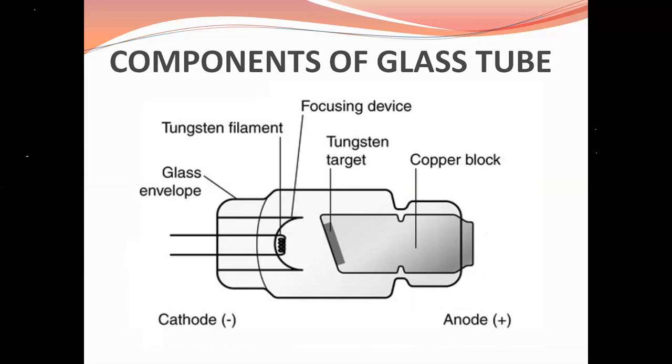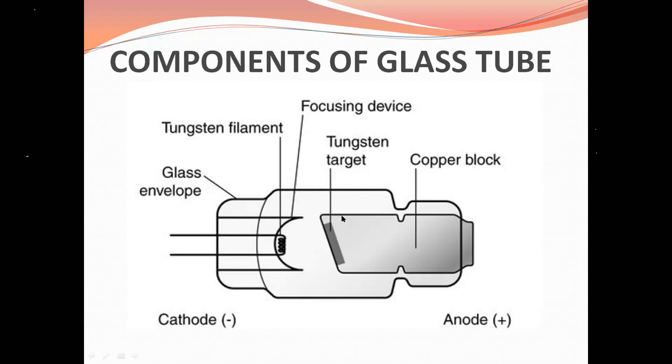Now, this is the glass tube which generates the X-rays. For the generation of X-rays, you need a filament, obviously. The filament used to generate those high energy electrons is basically made of the element tungsten. So this tungsten filament is placed over here. This is connected to a step-down transformer. We have a focusing device over here, which helps to limit the electron spread to just this area over here, instead of flooding the whole glass tube. And these electrons are focused on this area called the target.